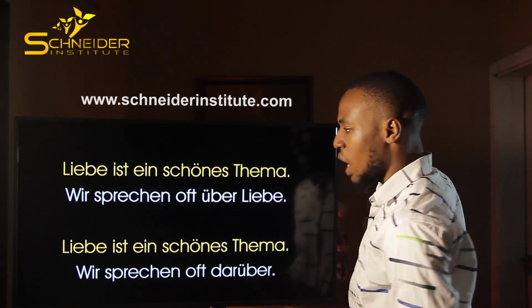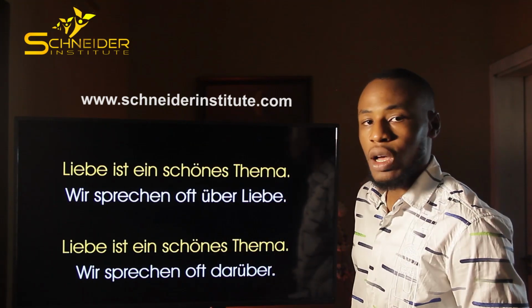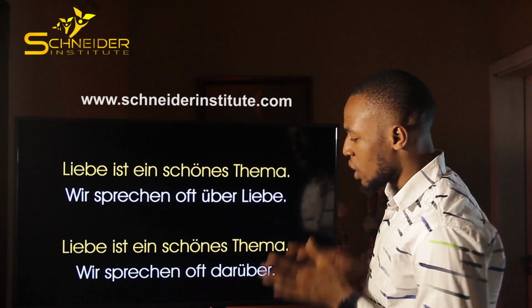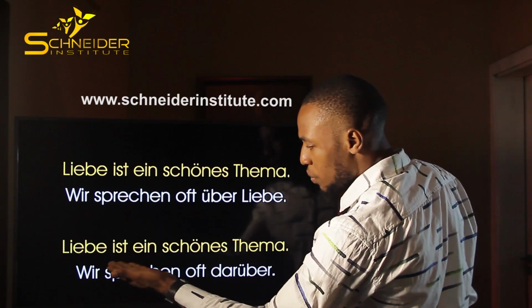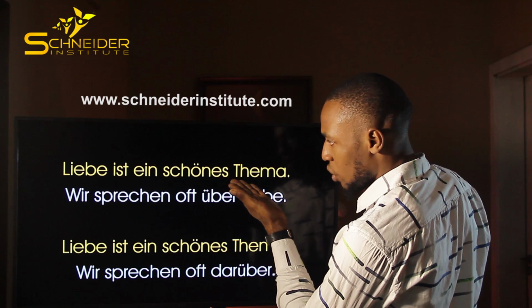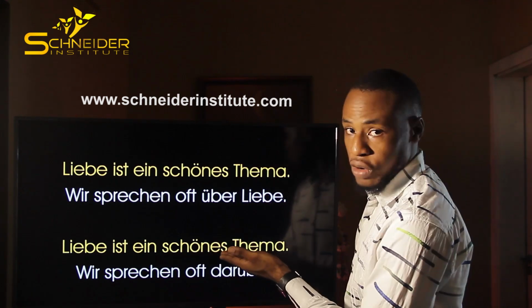So, in this case, I can simply say we often speak about it. Now, how do I do that? I have it here. Liebe ist ein schönes Thema. Exactly what we have here. Remember, there's always a point of reference, right?